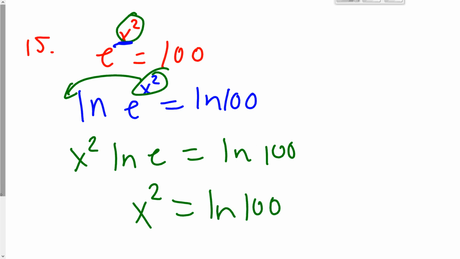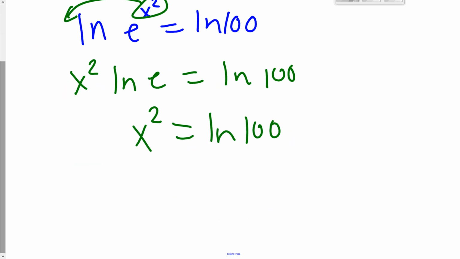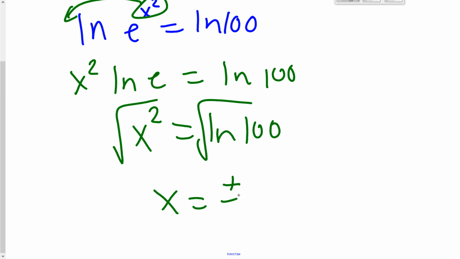So now, how do I get rid of a squared? I'm going to square root both sides. And remember, when you square root, you always have a plus or minus. Which is fine, because if I plug that back in and check it, remember, I'm taking my x and squaring it, so it's automatically going to be a positive.